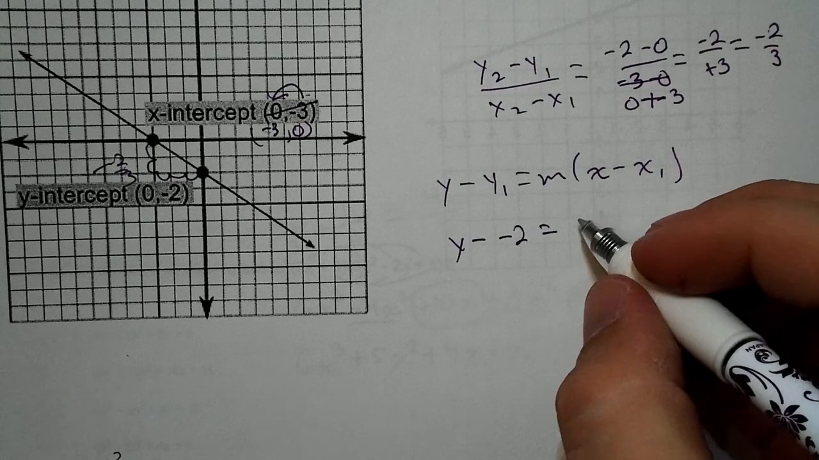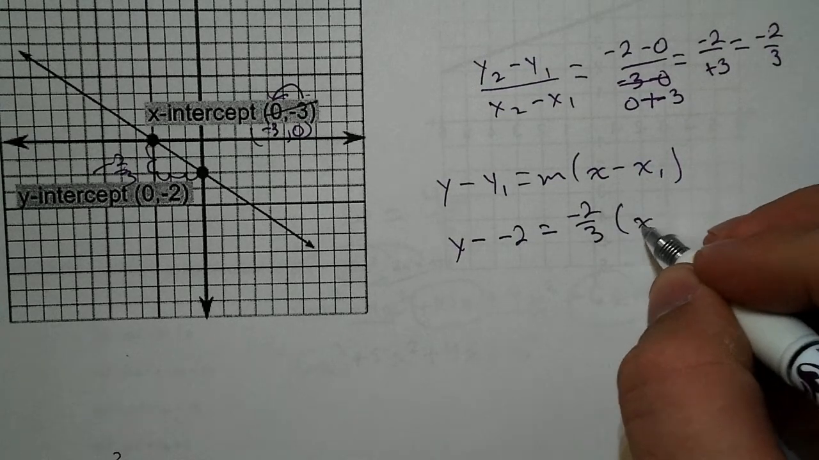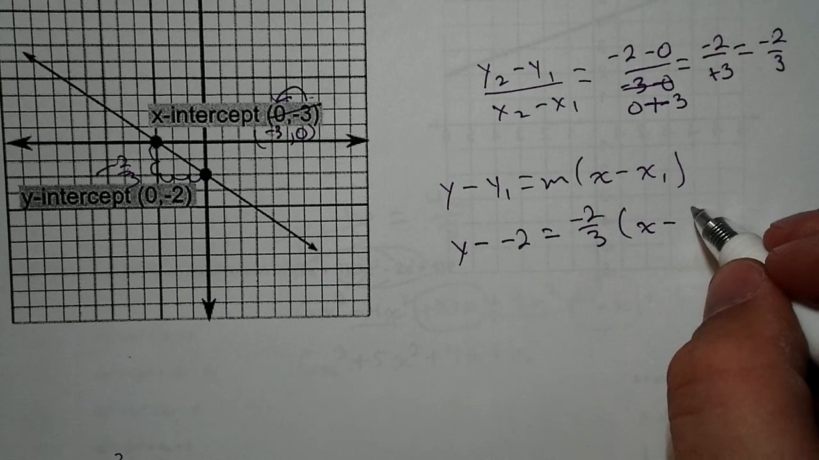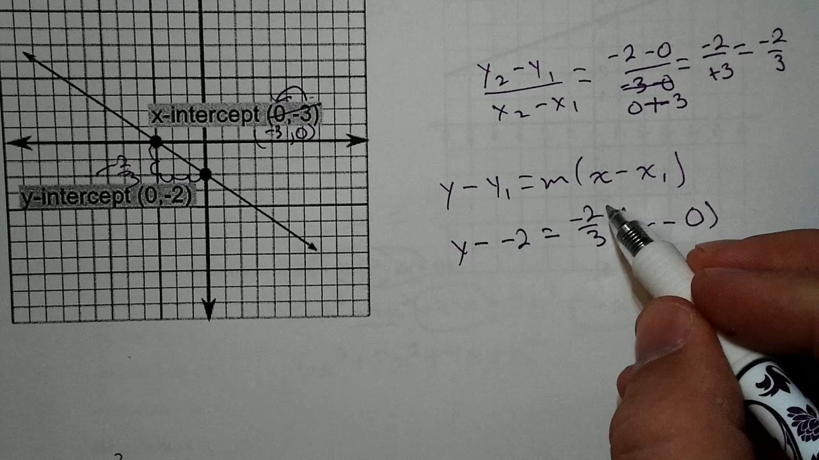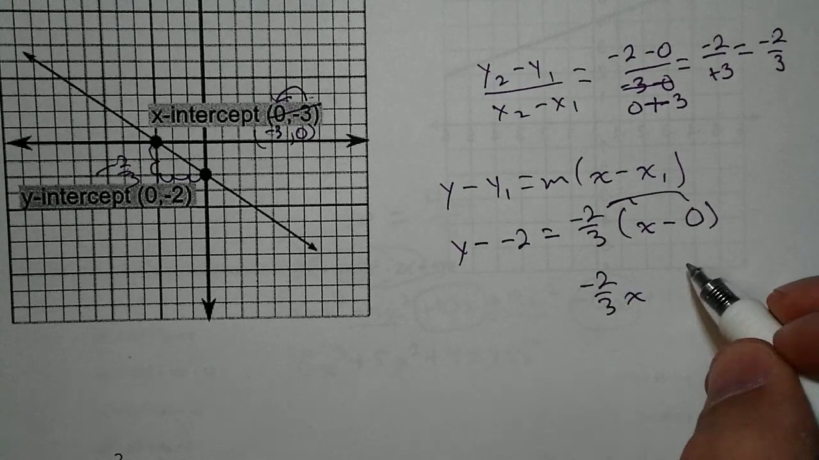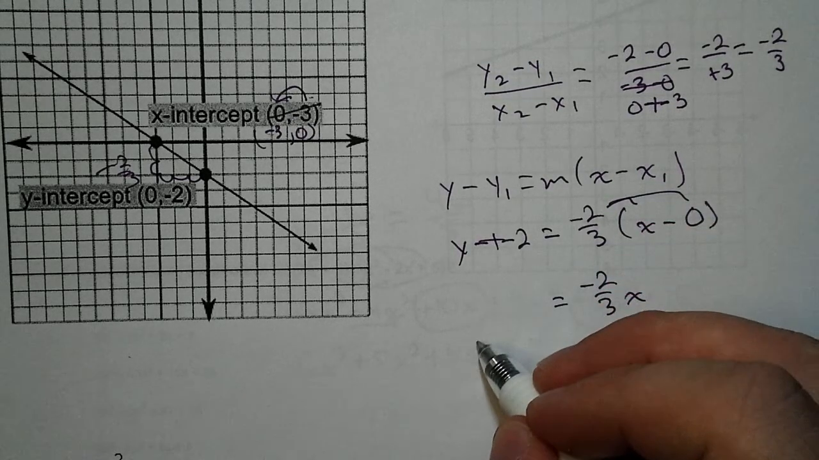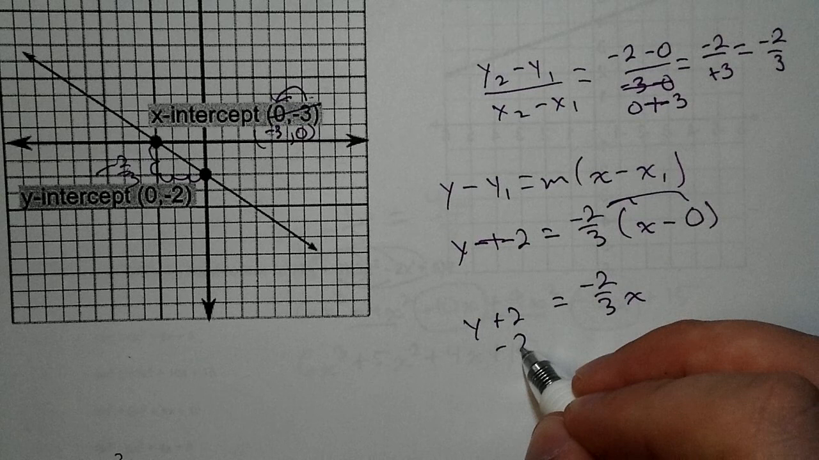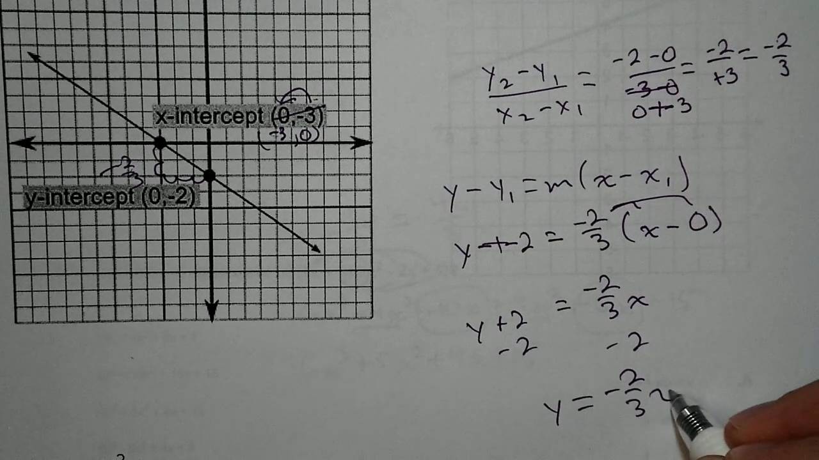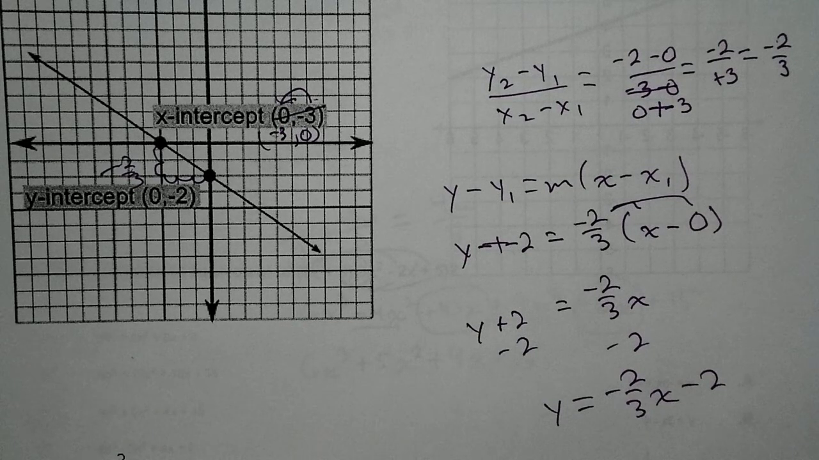So we put in that for m. And then we have x minus, and we used this one, so there's 0 right here. Distribute, negative 2/3 x minus 0 equals y plus 2. Subtract 2. Y equals negative 2/3 x minus 2. C.